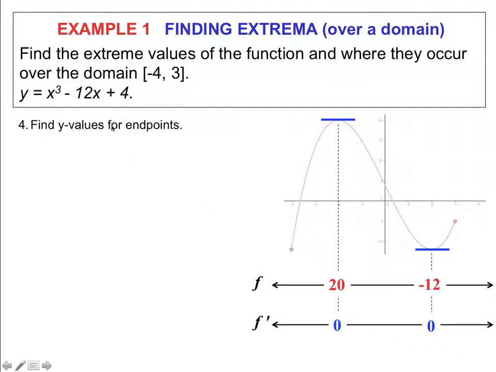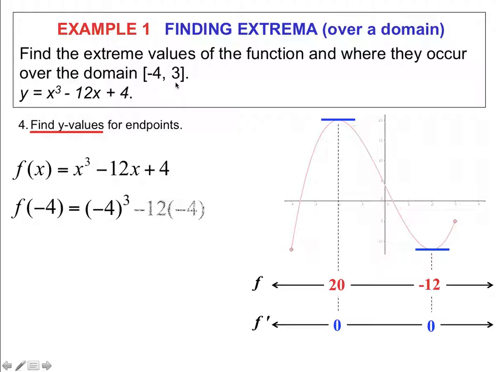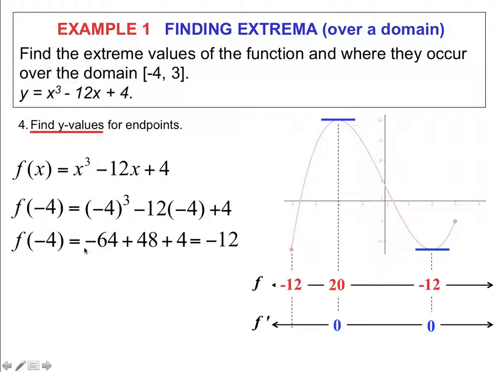Okay, let's find the y values for the endpoints now. We have a closed domain at negative 4 and 3. So we need to find f of negative 4. When we plug it in, it looks like that, and the answer is negative 12. I'm going to put that on the function number line. And then we're going to find f of 3, so we're going to plug 3 into the function.